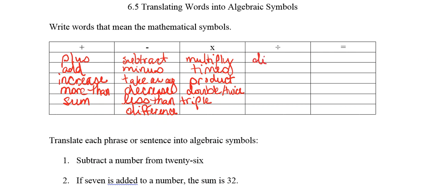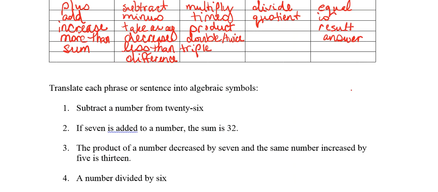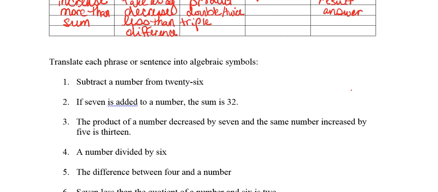For division, we have divide, quotient, and I don't know a lot of other ones for that one. We have equal, is, result, maybe answer. Okay, and maybe we'll think of some more as we're going through these examples below. So we're not actually going to solve anything, we're just going to translate them. You can always solve them based on our information in previous sections of this chapter.